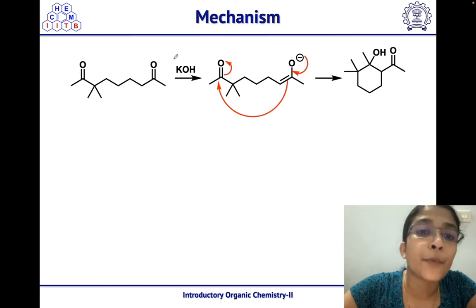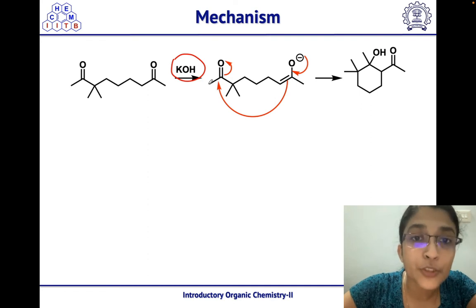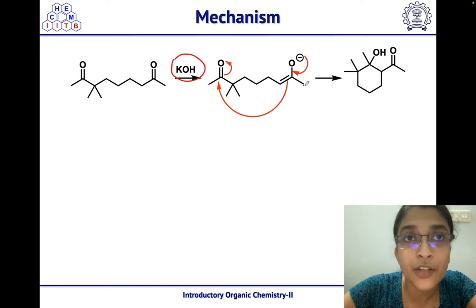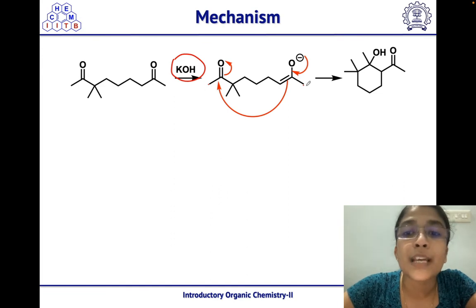So, upon treating with KOH, it will lead to formation of an enolate at this position. The other two positions were also possible, this side and this side, but they will lead to formation of an 8-membered ring. Formation of an 8-membered ring is less favored compared to that of a six-membered ring. A six-membered ring is more stable compared to an eight-membered ring. That is the reason why these two chances are ruled out.